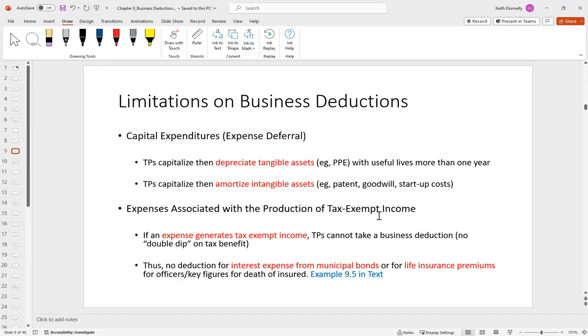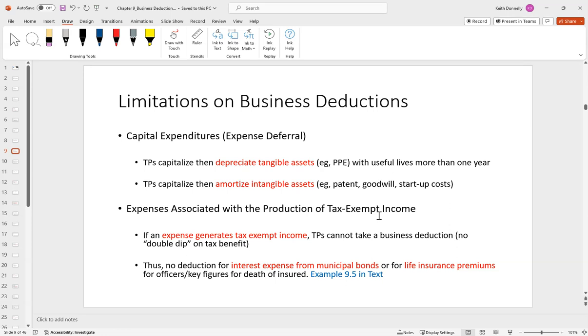All right, next one here is capital expenditures. And really what this says is under tax law, if you have assets that are long-lived assets, you generally have to capitalize them, do not immediately expense them, and then, depending on the type of asset, depreciate it if it's a physical, tangible asset, or amortize it if it's an intangible asset. So why is this here? Well, hey, you buy an asset, general rule is you do not expense it immediately. You have to capitalize it and then depreciate it over time.